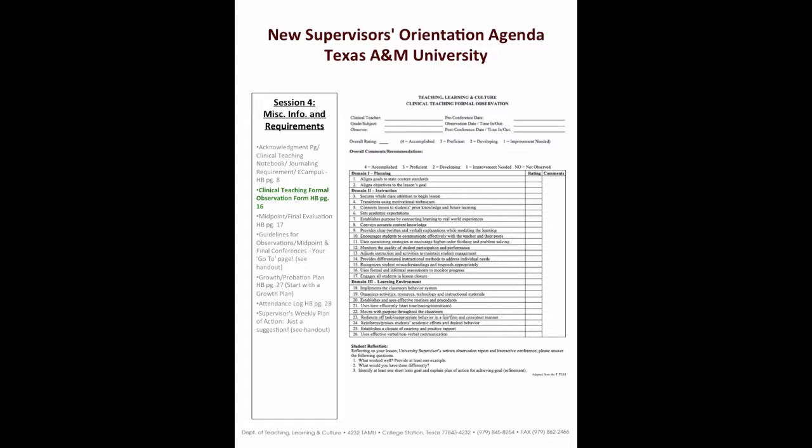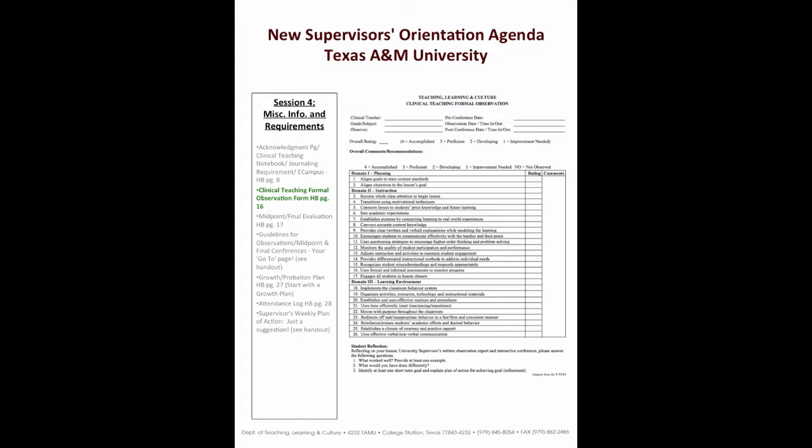You already know that you will formally observe each clinical teacher a total of 4 times during the semester. 2 times prior to the midpoint conference and 2 times at least between the midpoint conference and the final conference. Additional observations may be needed if a clinical teacher is experiencing difficulties. You also know that a pre-conference is conducted prior to each formal observation and that each observation is at least 45 minutes in length. Now let's take a look at the heading on the form.